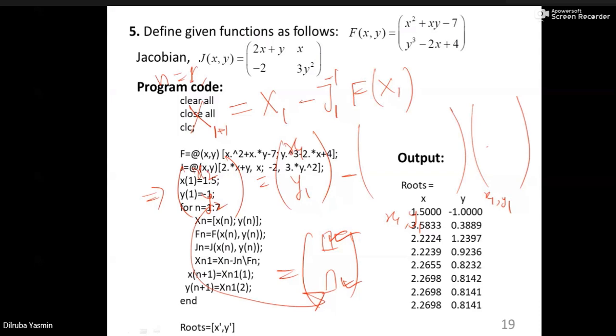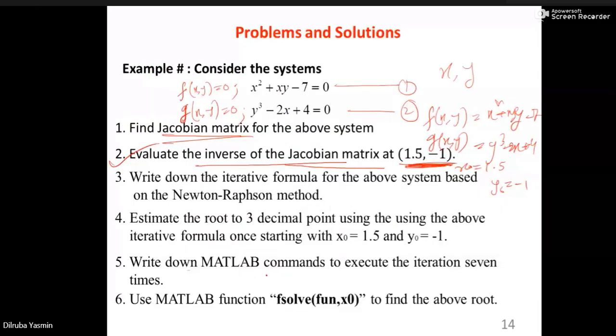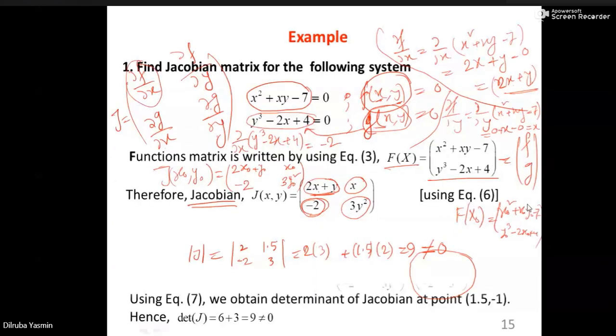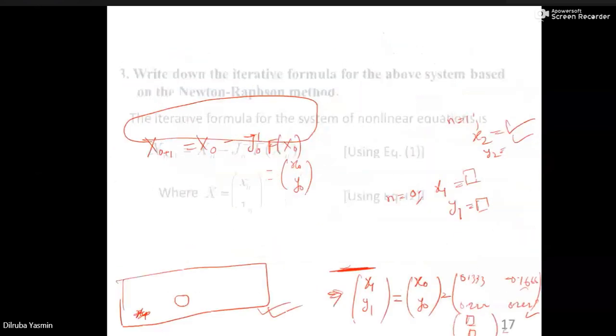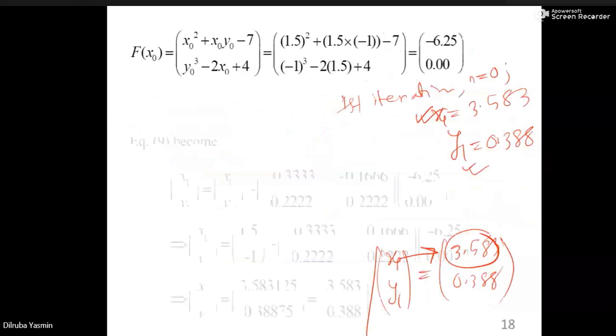Write the command in MATLAB software to execute the iteration 7 times. When you see these numbers, you have to use a loop to do these operations several times. That is required.